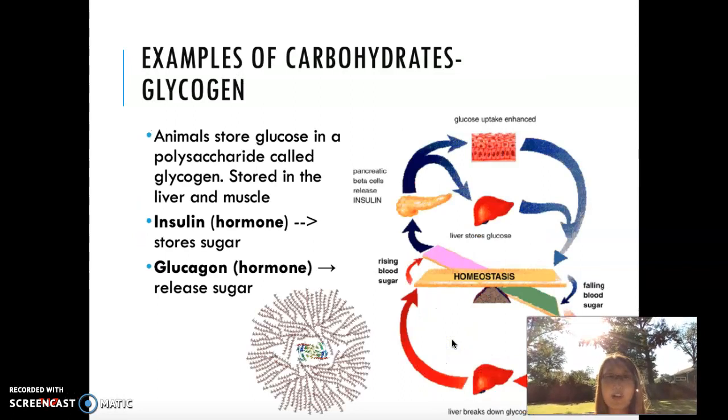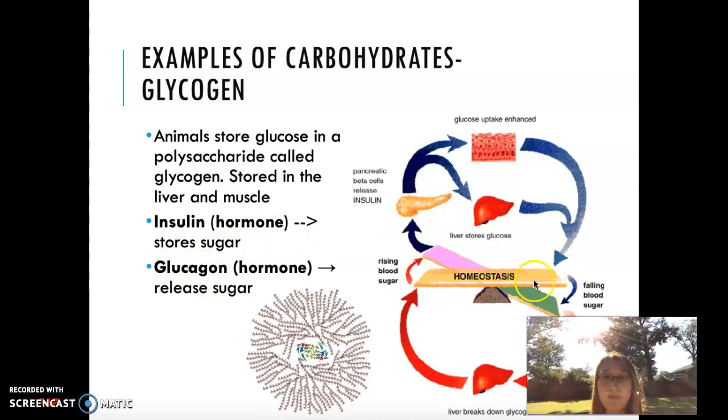Another example is called glycogen. Glycogen is how we store sugar in our body. On the left side, you can see we have insulin and glucagon. Those are hormones that allow our body to store those sugars. Insulin will convert glucose into glycogen to store in our liver, and then glucagon is what releases that sugar into our body when we need it.